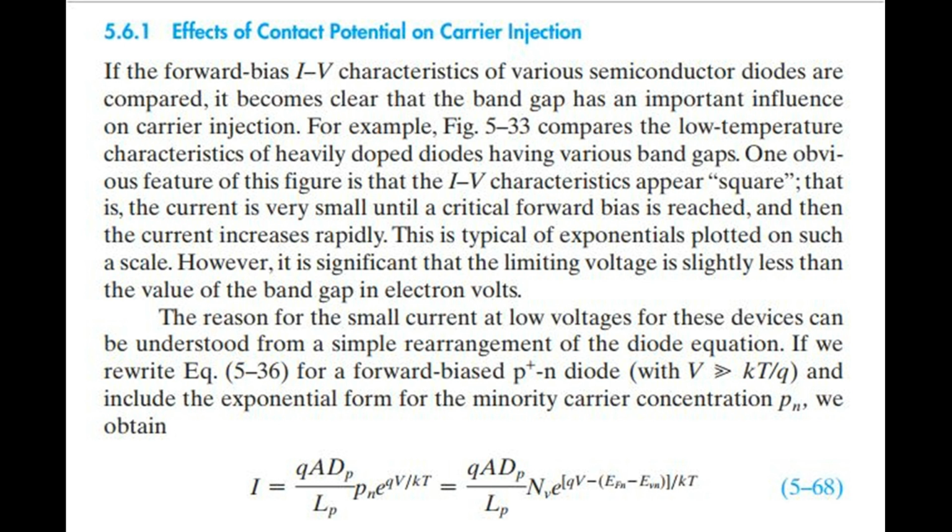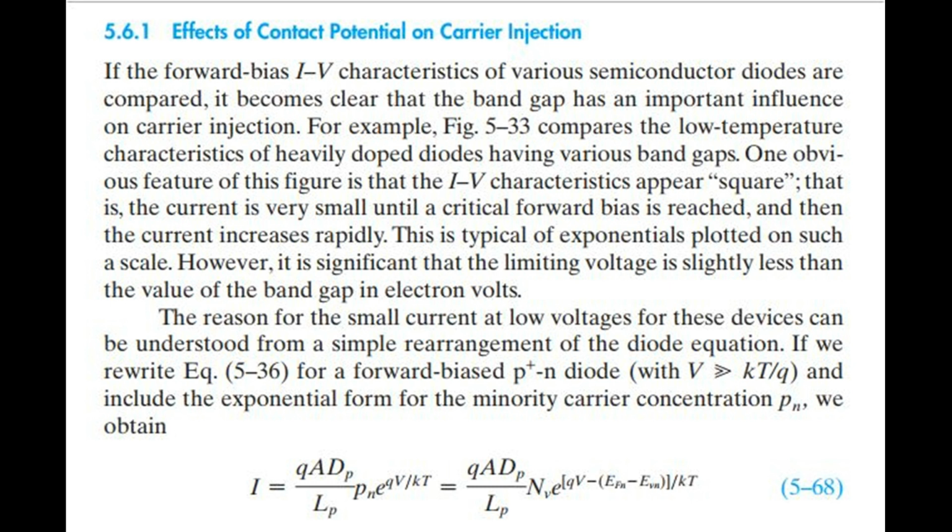For example, Fig 5.33 compares the low temperature characteristics of heavily doped diodes having various band gaps. One obvious feature of this figure is that the current-voltage characteristics appear square, that is, the current is very small until a critical forward bias is reached, and then the current increases rapidly. This is typical of exponentials plotted on such a scale. However, it is significant that the limiting voltage is slightly less than the value of the band gap in electron volts.